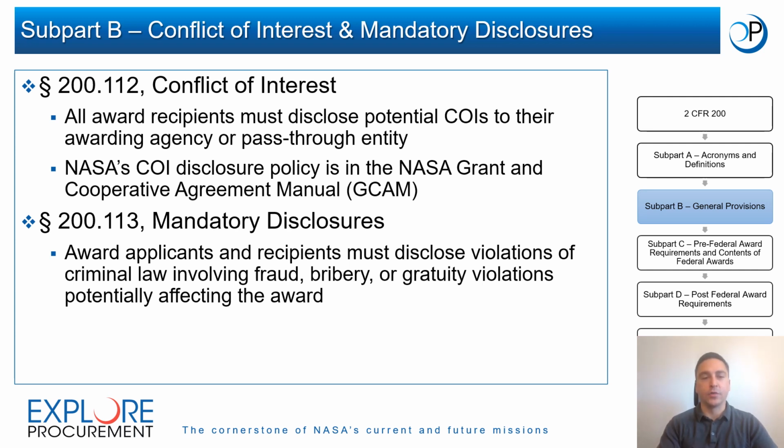Second, Section 200.113 requires award applicants and recipients to disclose violations of criminal law involving fraud, bribery, or gratuity violations potentially affecting the award to their award issuing agency.